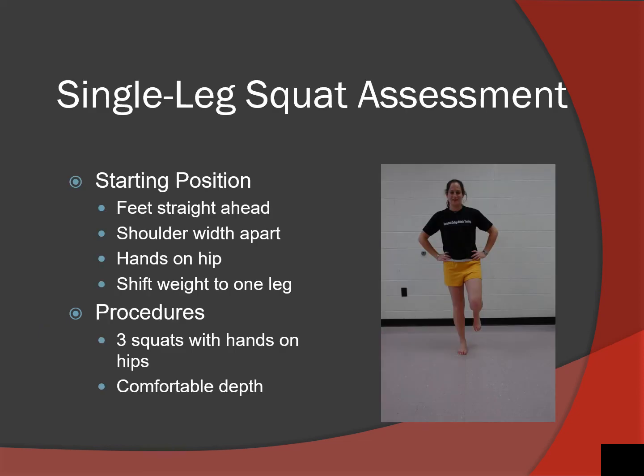Your start position's a little bit different. You do start with your feet shoulder width apart. Then you put your hands on your hips, and then you shift to the one leg. And you're going to do 3 squats with the hands on the hip to a comfortable depth. You don't have to go as far as you did with the overhead squat assessment double leg, but you are going to squat until the individual feels comfortable.